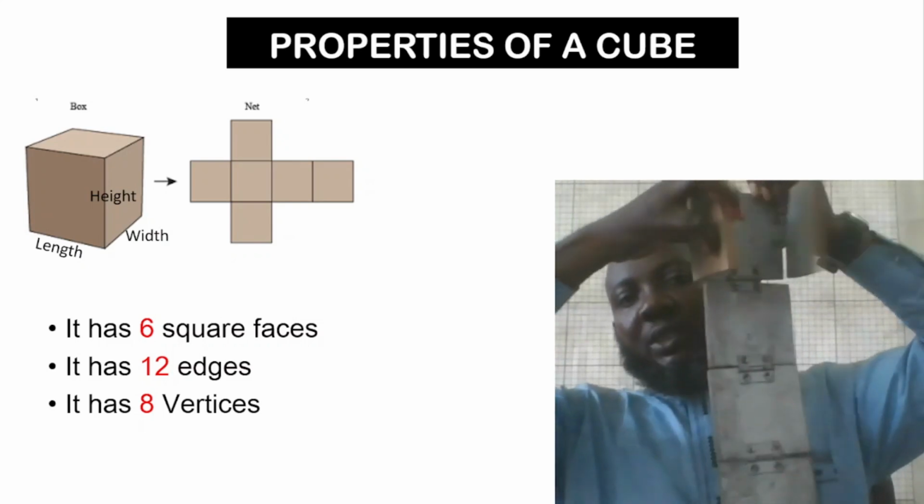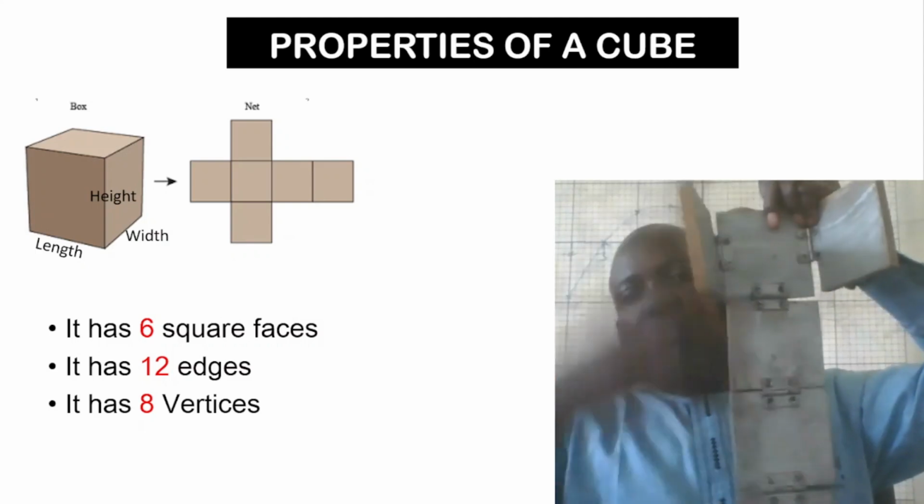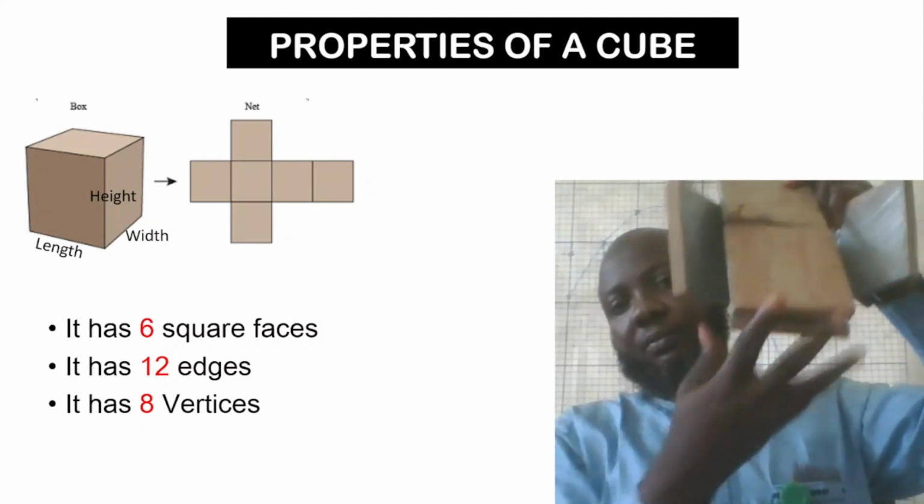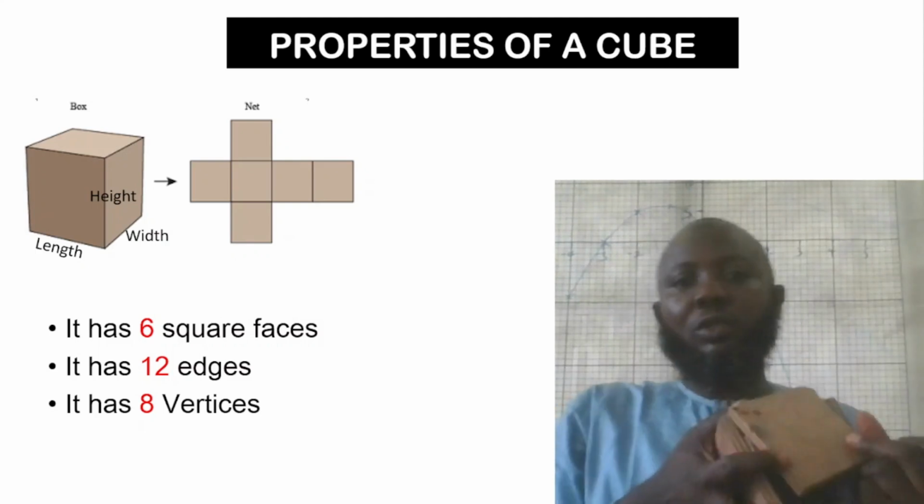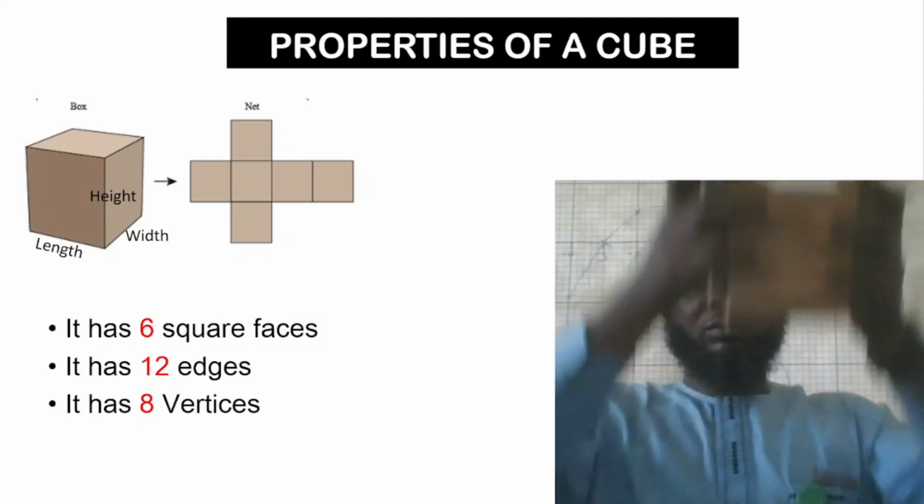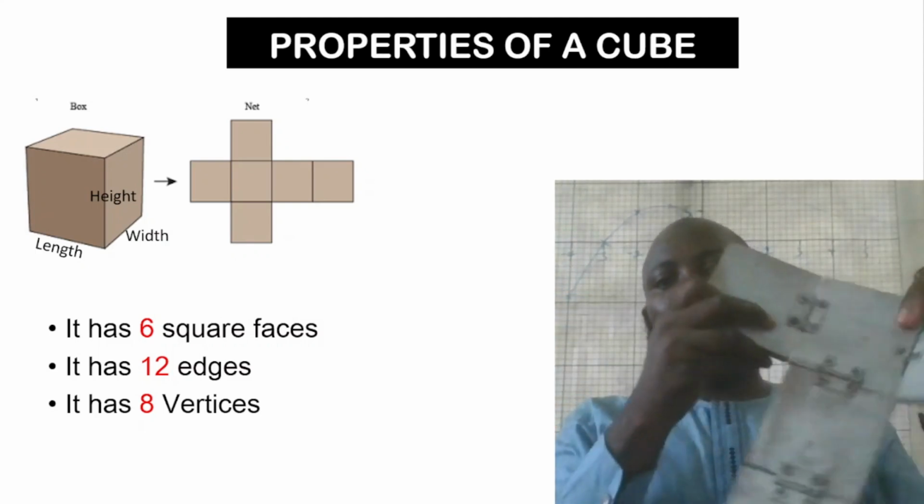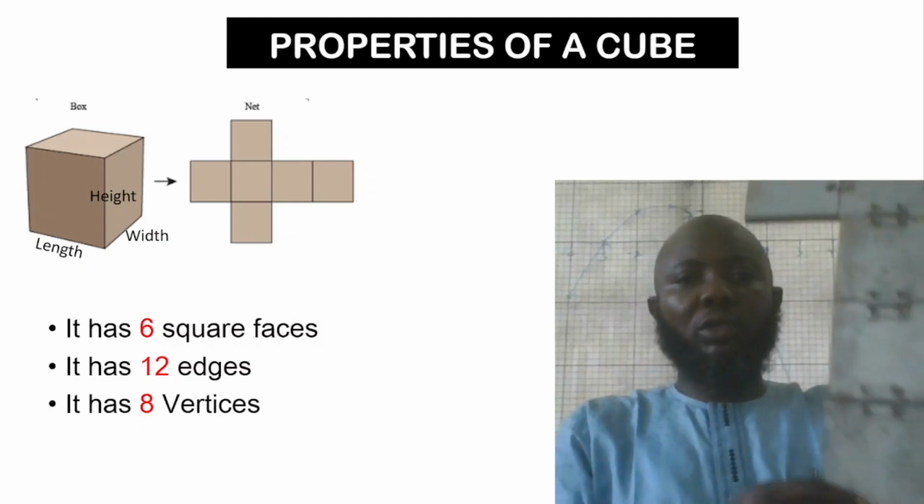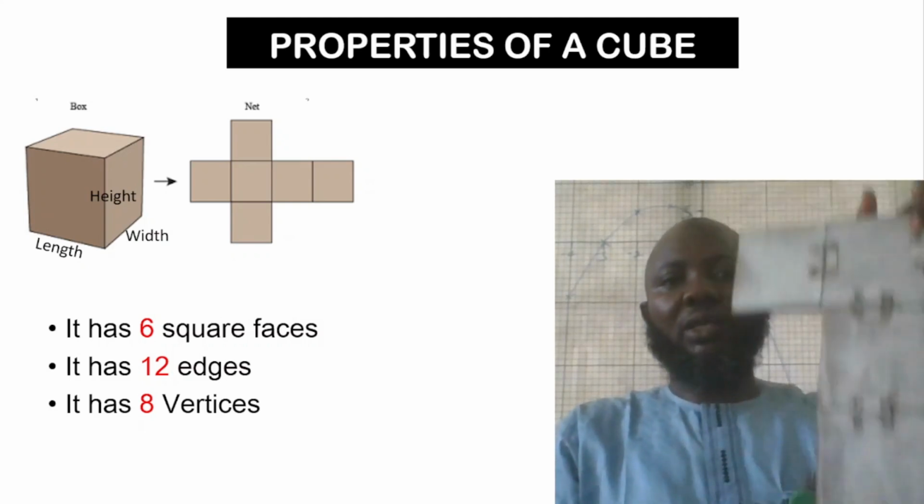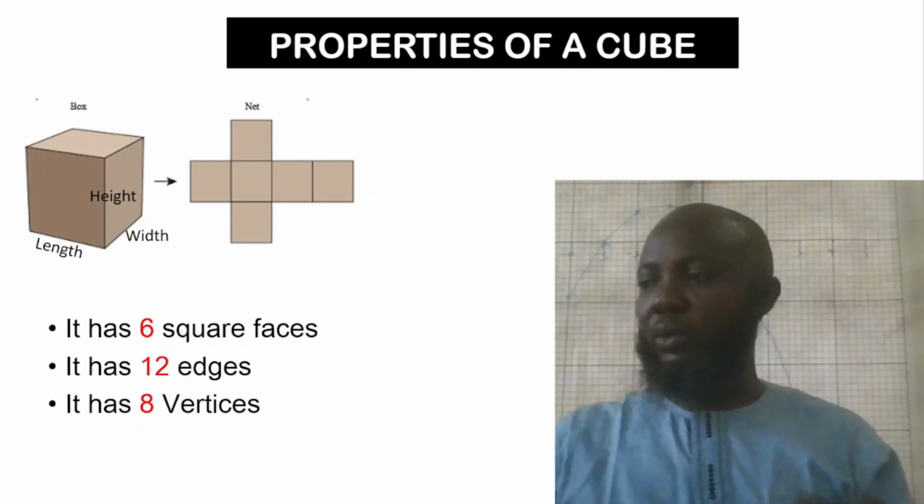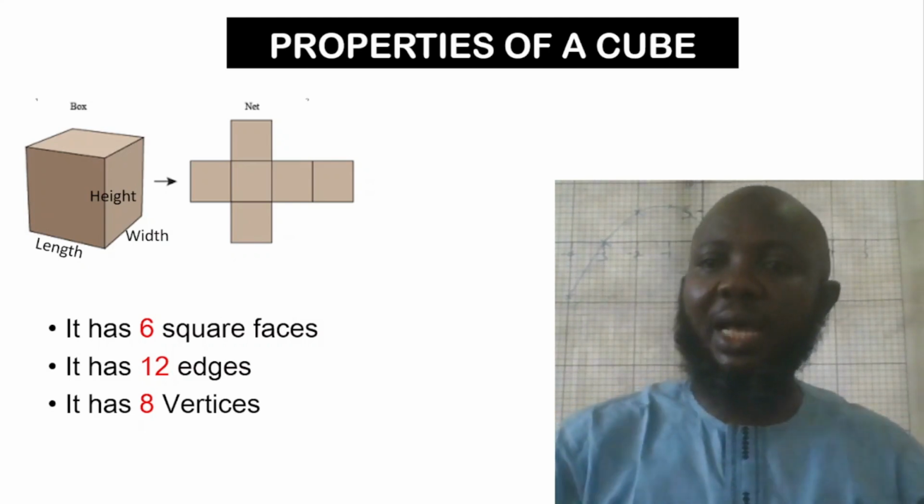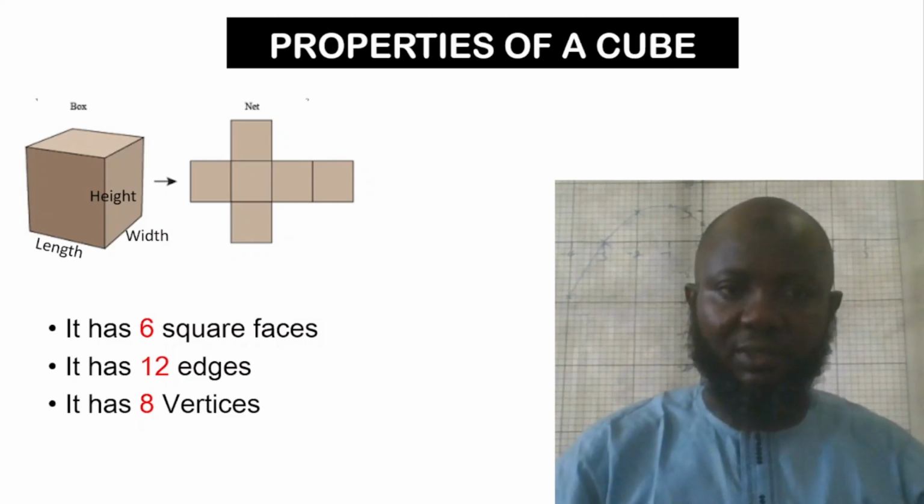So by the time we close it like this, it's going to form what? A cube here. So you notice that each of these is in the form of what? It's in the form of a square. Each of the faces is a square. So that's why it has six square faces.